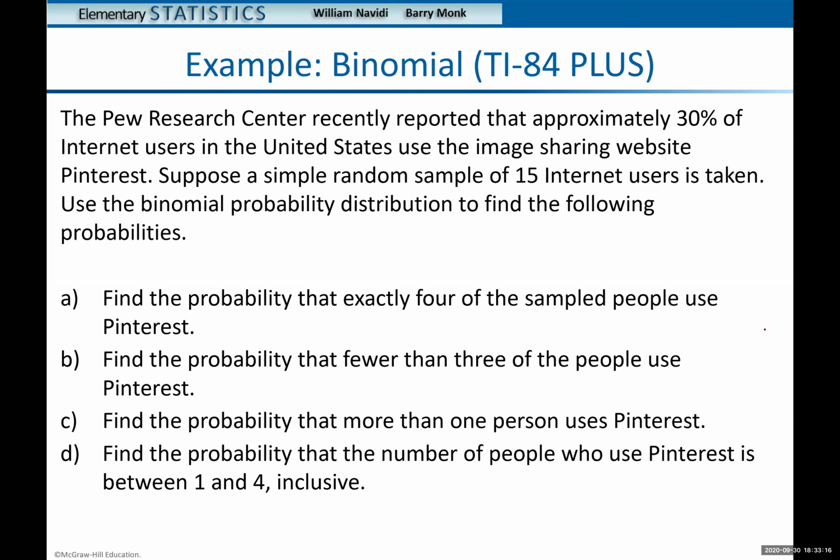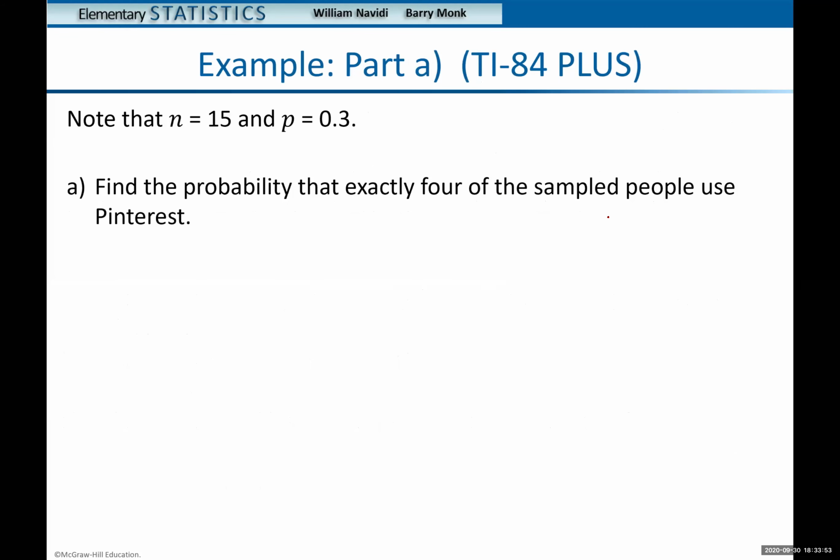Every time you solve this type of problem, first you need to identify your probability and your N. That's why I asked you to copy the notations about N and P. N is the sample of 15, so N is equal to 15. Based on this problem, it is reported that approximately 30% of internet users, so P is 0.3. Take note of that. So N is equal to 15 and P is equal to 0.3. We need to solve for letter A: find the probability that exactly 4 of the sampled people use Pinterest. So we want the probability of 4, exactly 4.